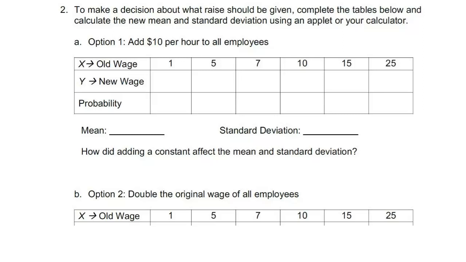If the old wage was 1, we're going to add $10 onto that. What does the distribution of new wages look like? What are my possible outcomes? Absolutely. 11, 15, 17, 20, 25, and 35. And the probabilities stay exactly the same. Because if you had a wage of $1 before, whatever the probability of that is, now we're just adding $10 onto that. But nothing about how many cards had a number 1 on it changes. So probability stays exactly the same.